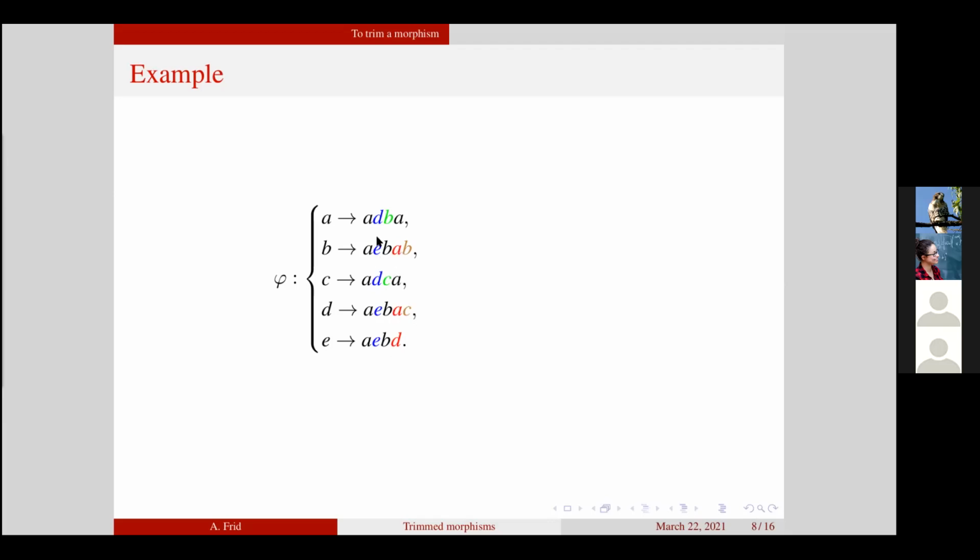So every time we color a letter which adds new information about the order, and then we write something with only colored letters, like this. We just erase from this initial morphism the letters which do not add new information about the order of images of symbols. And what we got is called the trimmed morphism, phi trimmed.